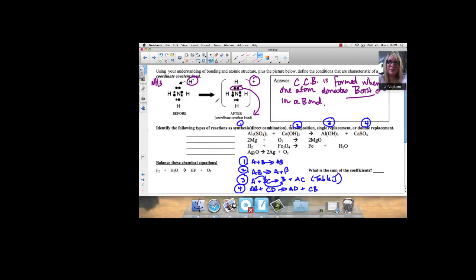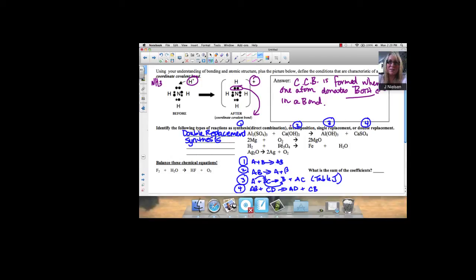So let's go and look at what's going on here. I have a compound, I have a compound. Al is now hooked up with OH, and Ca is now hooked up with SO4. Well, this is exactly what I was just talking about. This is double replacement. They switched partners. And the next one, Mg plus O2 yields MgO. This is marriage or synthesis. Don't write marriage on your Regents exam.